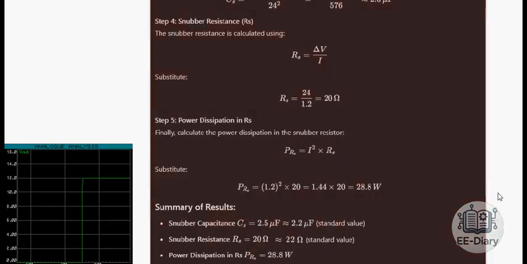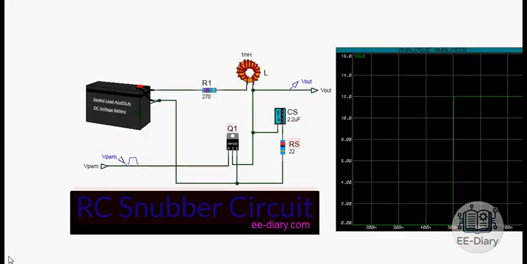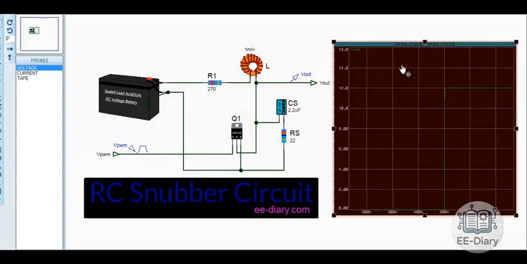Summary of results. Snubber capacitance, CS, equals 2.5 microfarads. Choosing the closest standard value, you can use a 2.2 microfarad capacitor. Snubber resistance, RS, equals 20 ohms. Power dissipation in RS, PRS, equals 28.8 watts. This concludes the calculation for the snubber circuit components.